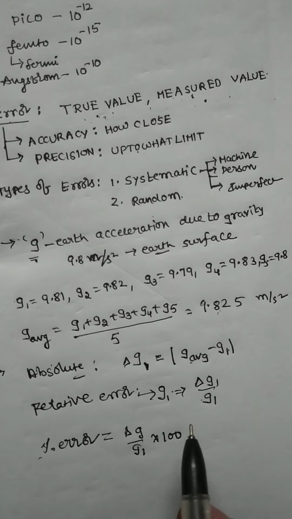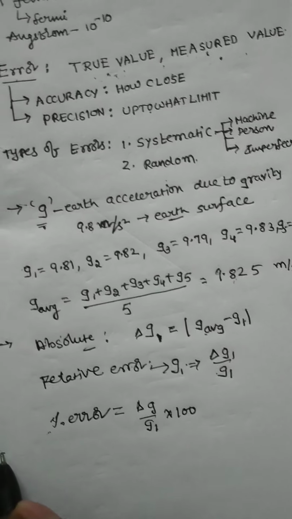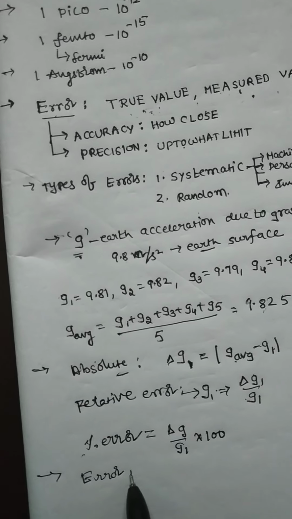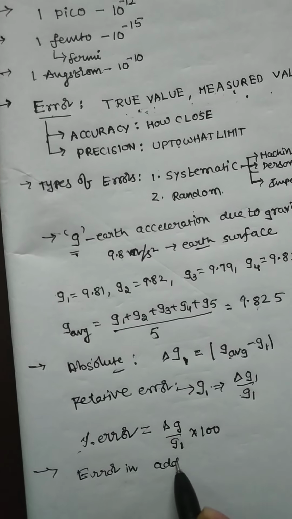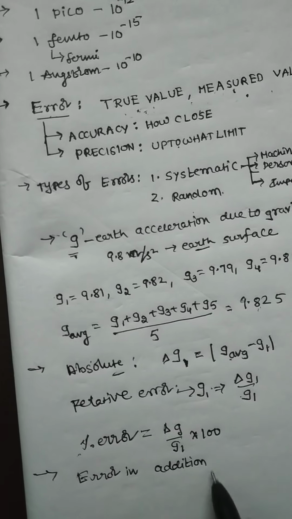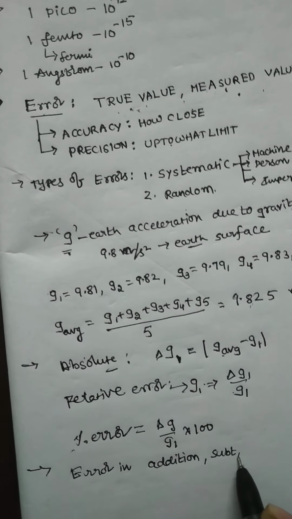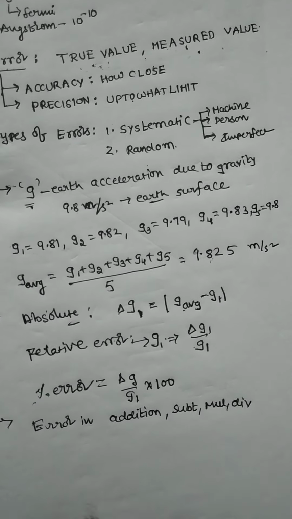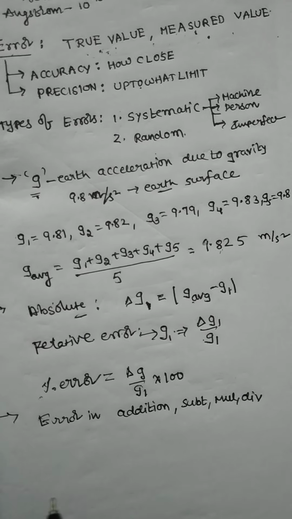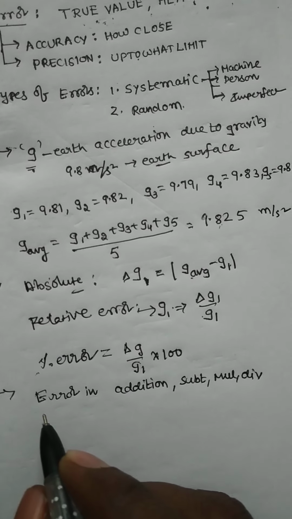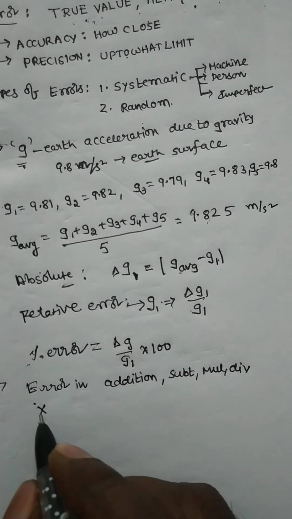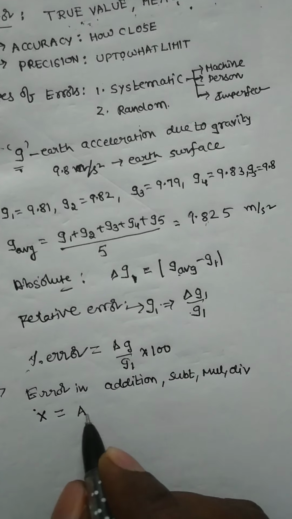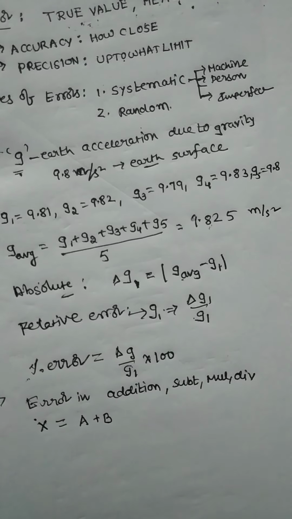Okay, next, error in addition, subtraction, multiplication and division. So for example, take a physical quantity x. This x is represented like this, x equal to a plus b.